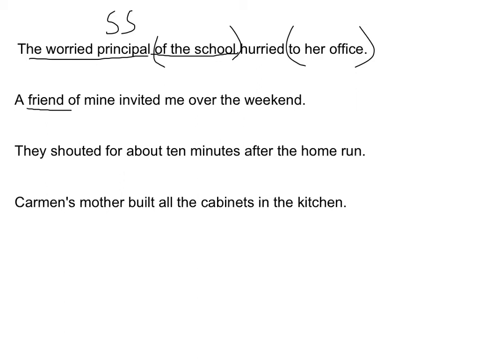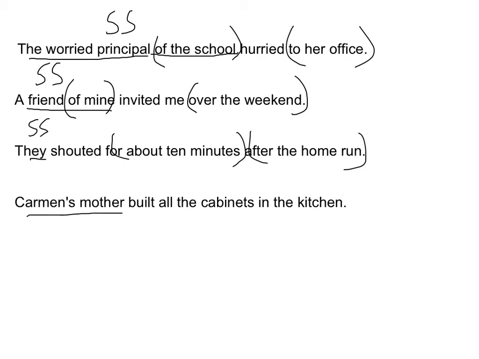A friend of mine, that would be the complete subject, but friend is the simple subject. They shouted over for about 10 minutes after the home run. I'm trying to remind ourselves to stay in this habit of finding the prepositional phrases. They is the simple subject and the complete subject. And then here we've got Carmen's mother built all the cabinets in the kitchen. And mother is actually the simple subject. Carmen is just telling me whose. So it's working as an adjective and it's not essential.